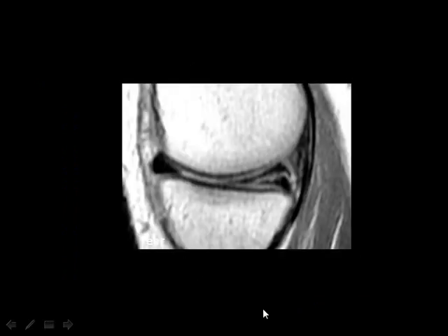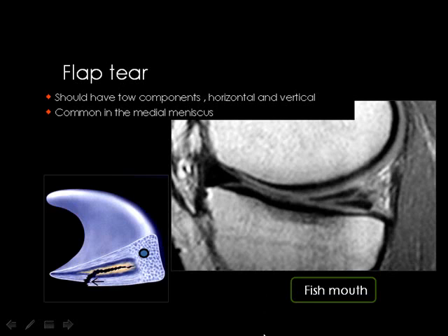Then what do you think of this type of tear? Horizontal degenerative tear. Okay. Then we came to a flap tear, which is a complex tear. The flap tear is joining both components, the horizontal one and the vertical one. If you see a tear which is composed of a horizontal component and a vertical component, this is flap tear. And here you can see a horizontal component and a vertical component.